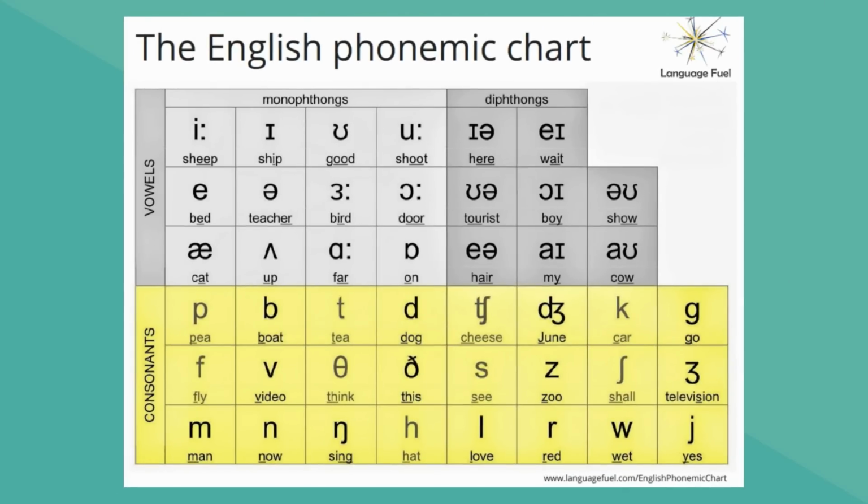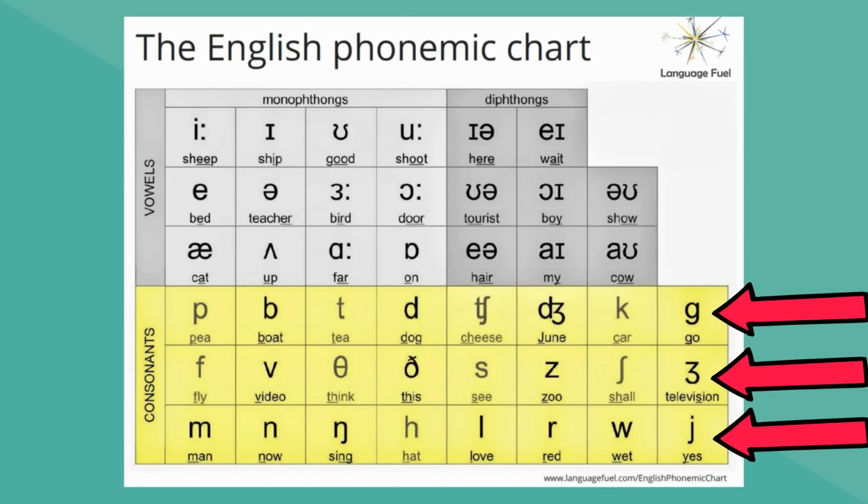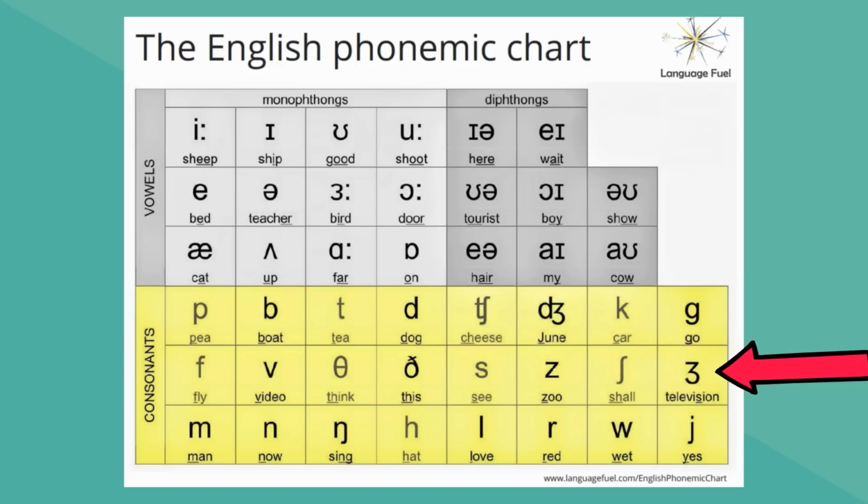You'll also notice that we have the manner of articulation divided up along the rows. The first row of consonants involves our stops or our affricate, the second row of consonants involves our fricatives, and the final row of consonants is everything else, including the nasals and the semivowels.